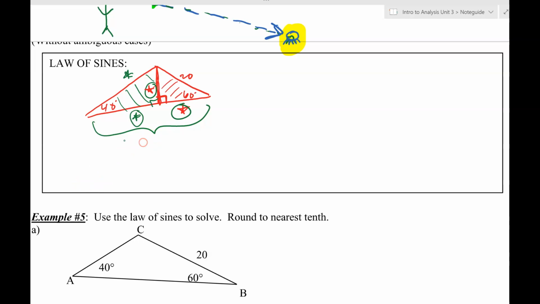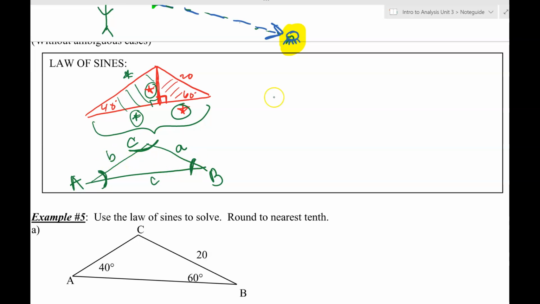Now, in the formula, we're going to use the letters A, B, and C. But of course, a triangle could be labeled with X, Y, and Z, or P, Q, R. It doesn't matter. But remember that capital letters stand for the angle and the lowercase stand for the side across from it. Okay? So that's what you see here.